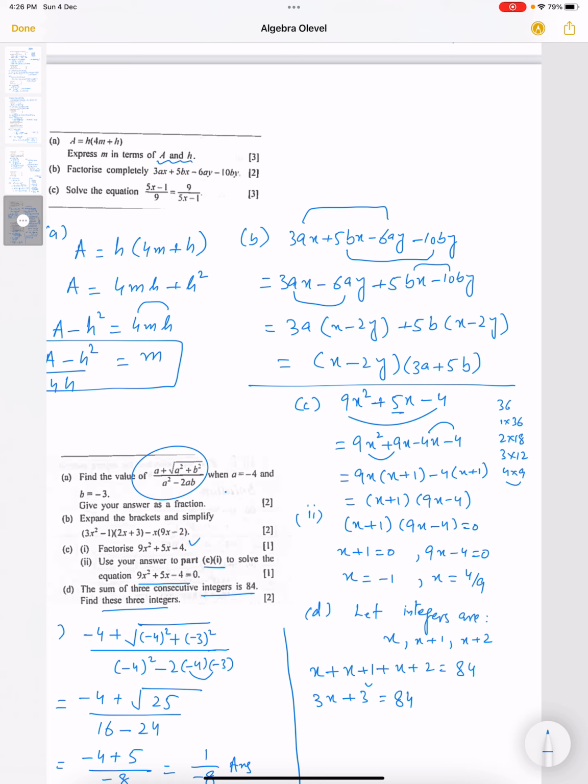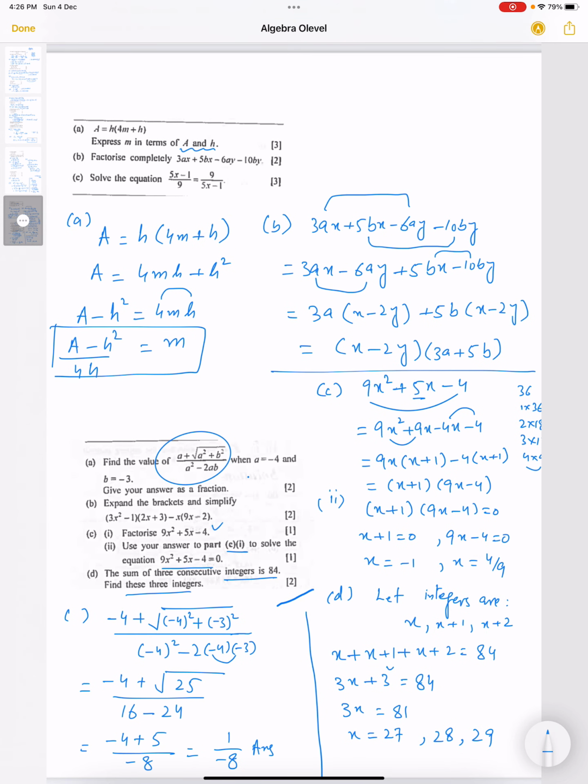This 3 will be subtracted, so we have 3x is equal to 81. Dividing by 3, we have x is equal to 27. So first integer is 27, other will be 28, and third will be 29, as the integers are consecutive. So that's done. So this was the topic algebra. Hope you understood the questions, and I believe you will be confident enough to solve these questions for exams now. Thank you.